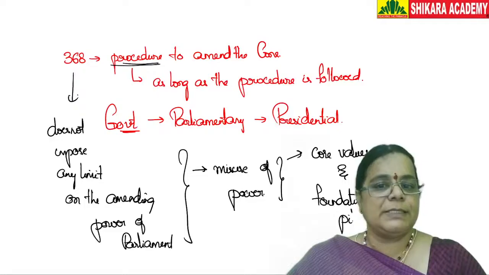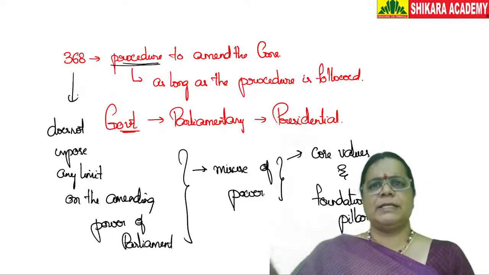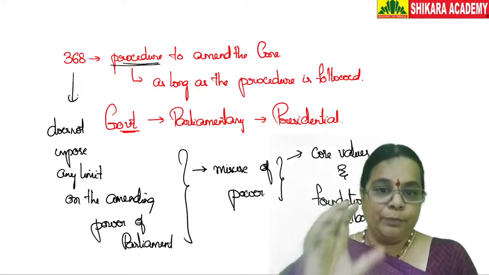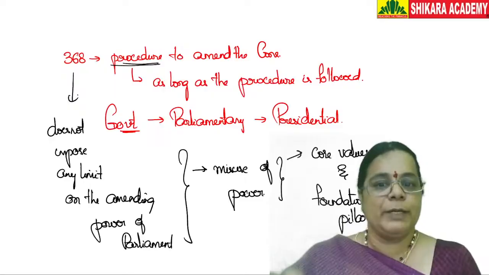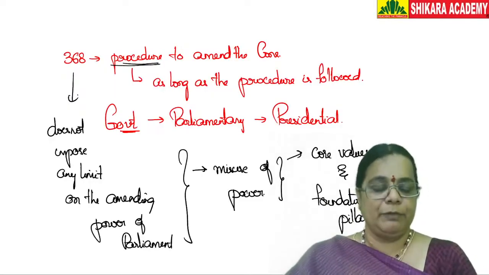One of the examples that I've given is parliamentary and presidential form of government. Another example could be secularism, could be socialism. These foundational pillars and values can also be tampered with. Now, do you think there is a need to limit the amending power of the parliament?